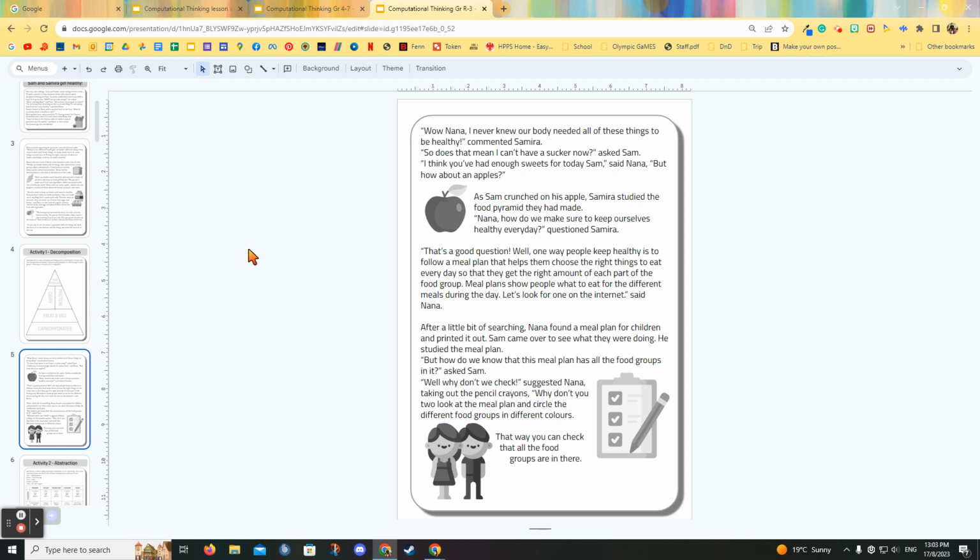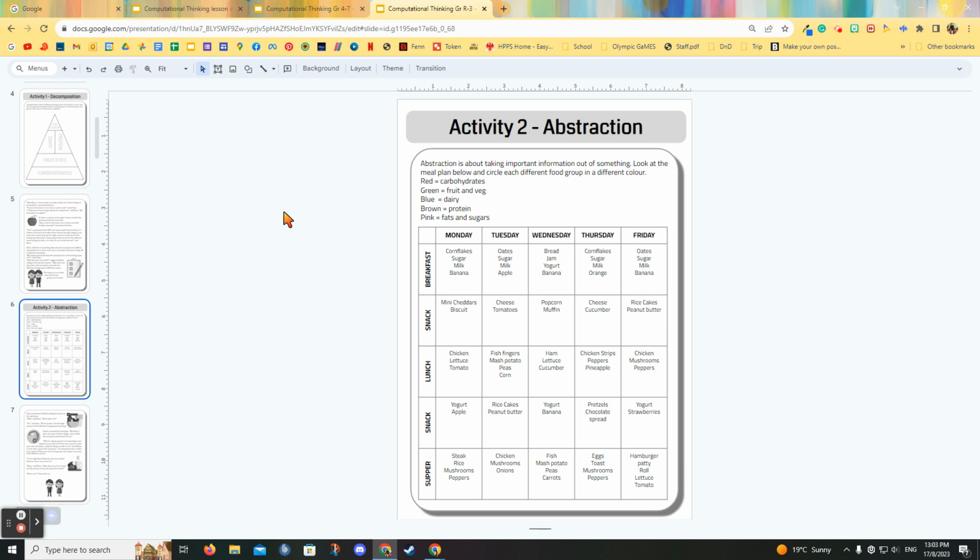Then the story carries on and they talk about how to keep healthy. They're talking about the food pyramid and how it relates to the food groups, and how you choose from different food groups in order to be healthy. The next activity has to do with abstraction, so taking out important information. Here they are going to look at this food plan for the week, and they are going to use different colors to take out the different food groups in this plan.